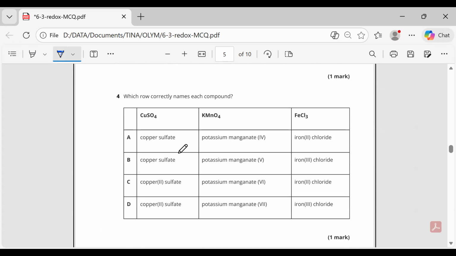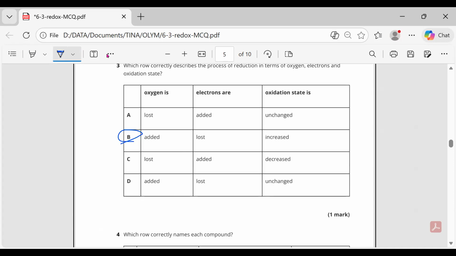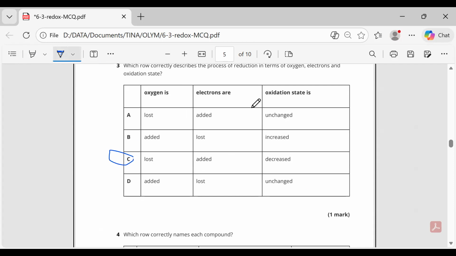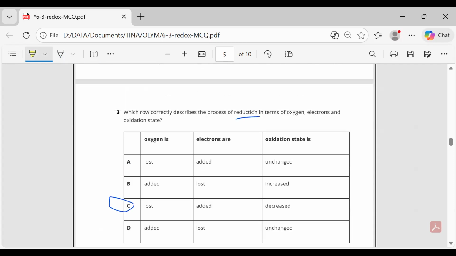Is that reduction? Oh, it's the other way around. It's not the same question. I thought it was loss, added, and decreased. So C. Oh my goodness. Reduction. So funny, I got one wrong.